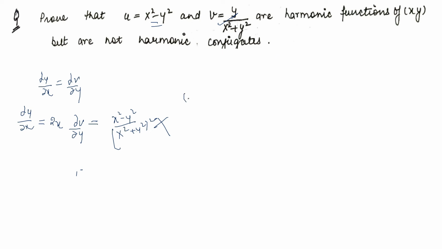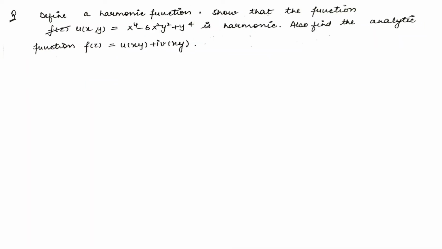We say v is not a harmonic conjugate of u. Okay, so this question is done. Now moving to the next question. What does question number 2 say? Question number 2: Define the harmonic function.